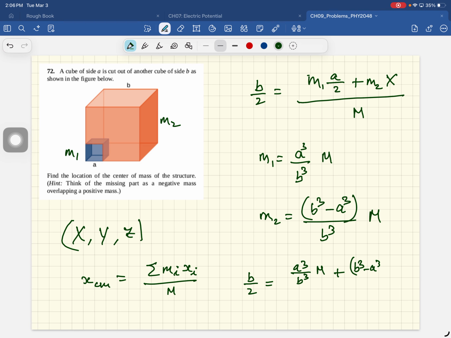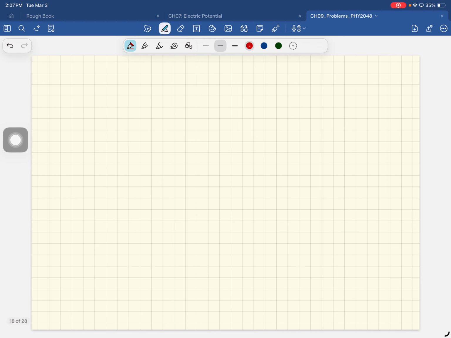What are the y and z coordinates? Very good. Okay, so x, y, z are equal to, and this is a very symmetric expression.